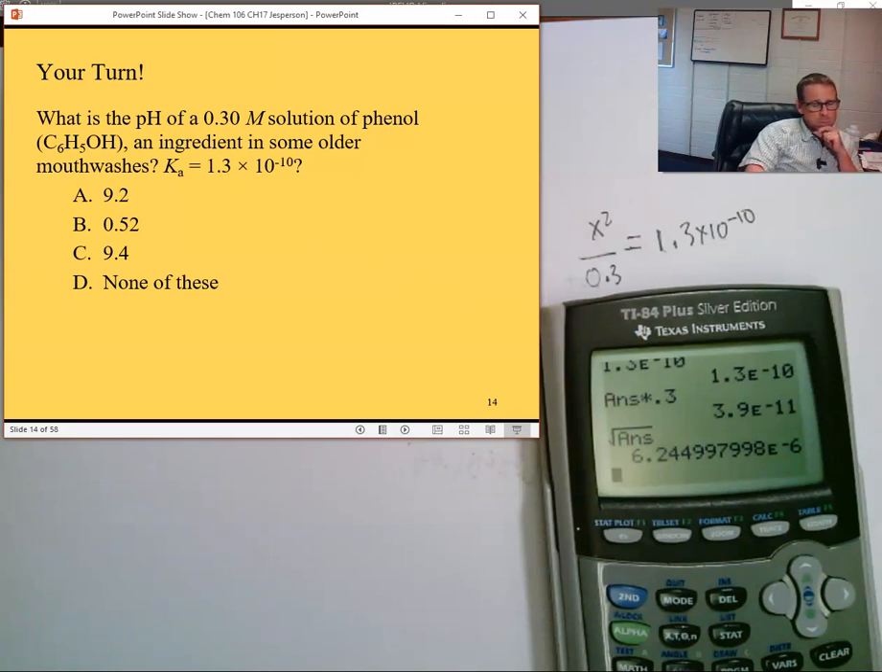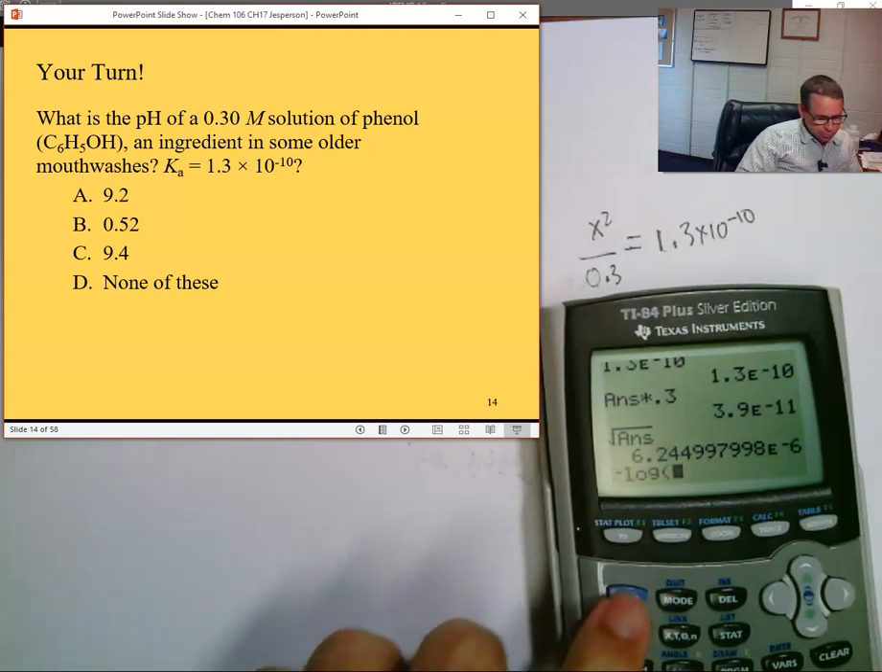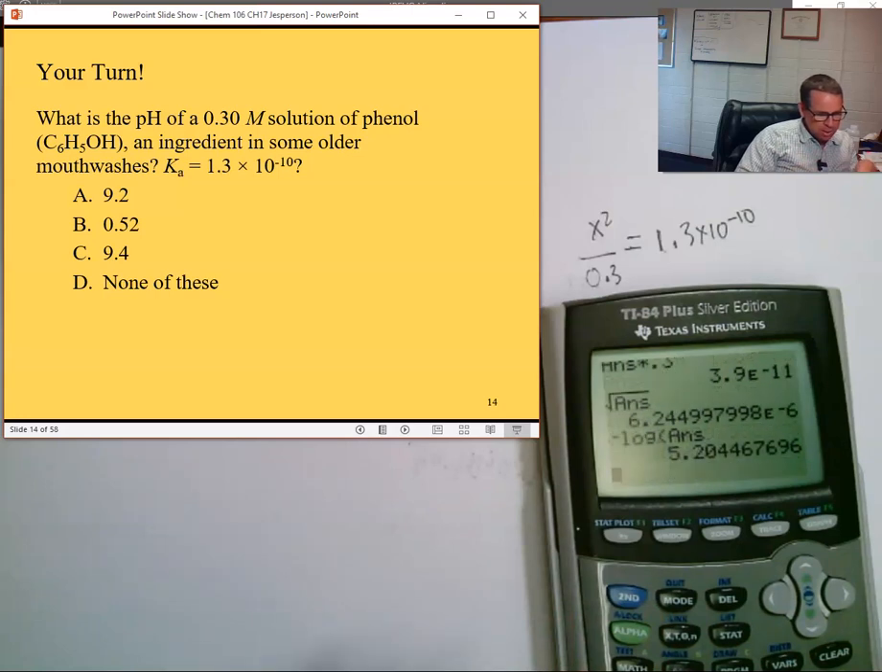We still need to take the negative log of... Yes, that's right. The negative log of that hydrogen ion concentration. So 5.2. Oh, there it is. Good. Very good.